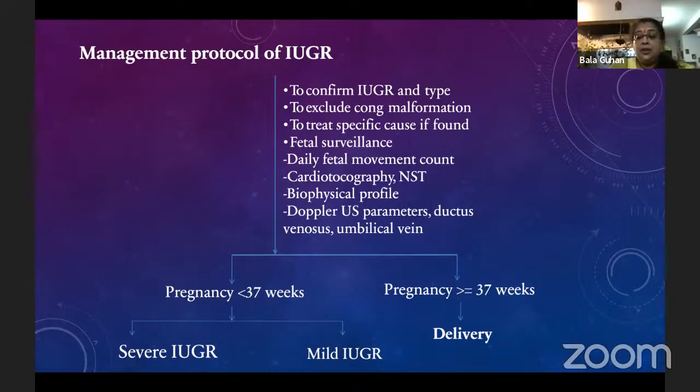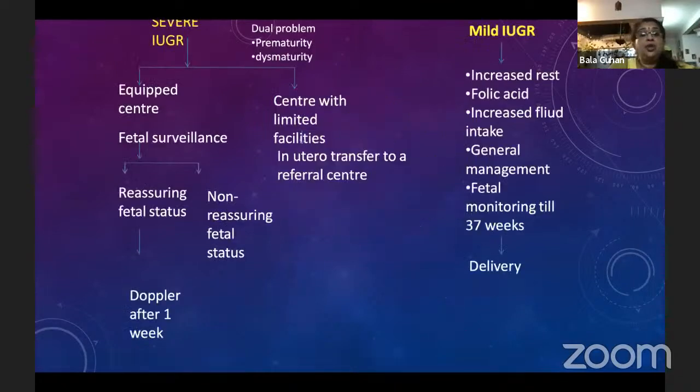If the pregnancy is less than 37 weeks in severe and mild IUGR, in a well-equipped center, we can do fetal surveillance, and if the fetal surveillance pattern is non-reassuring, you have to immediately deliver. If the fetal status is reassuring, we can repeat the Doppler after 1 week.